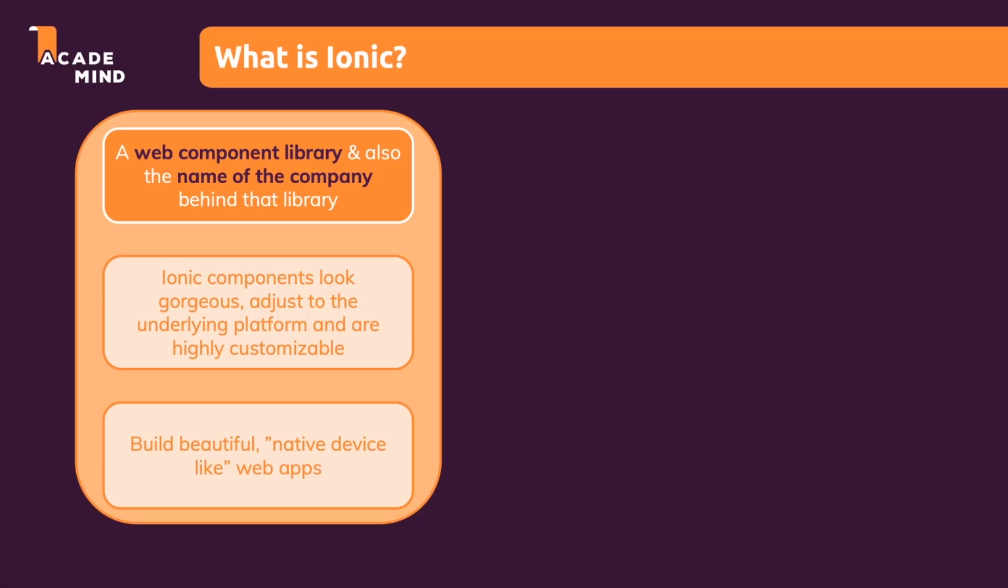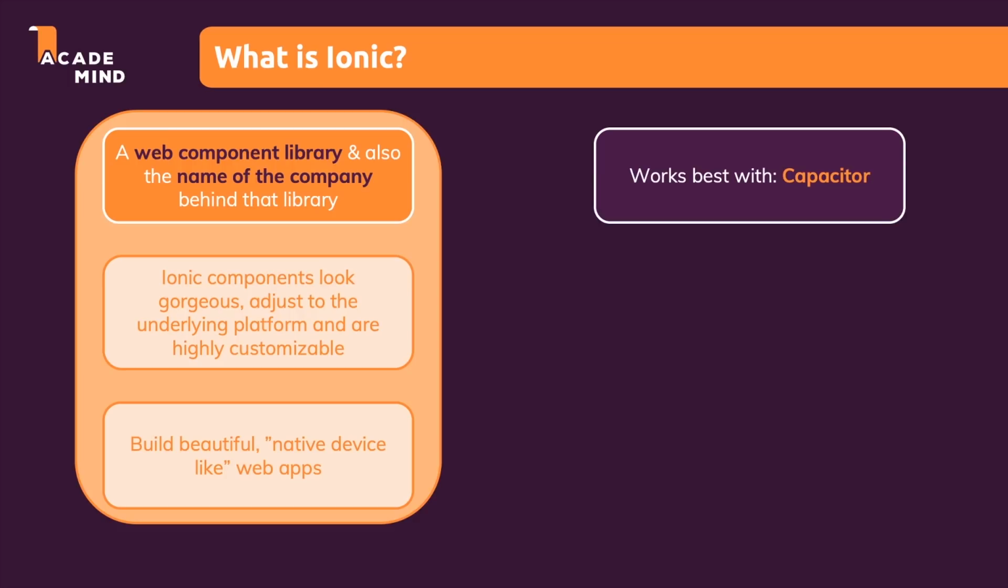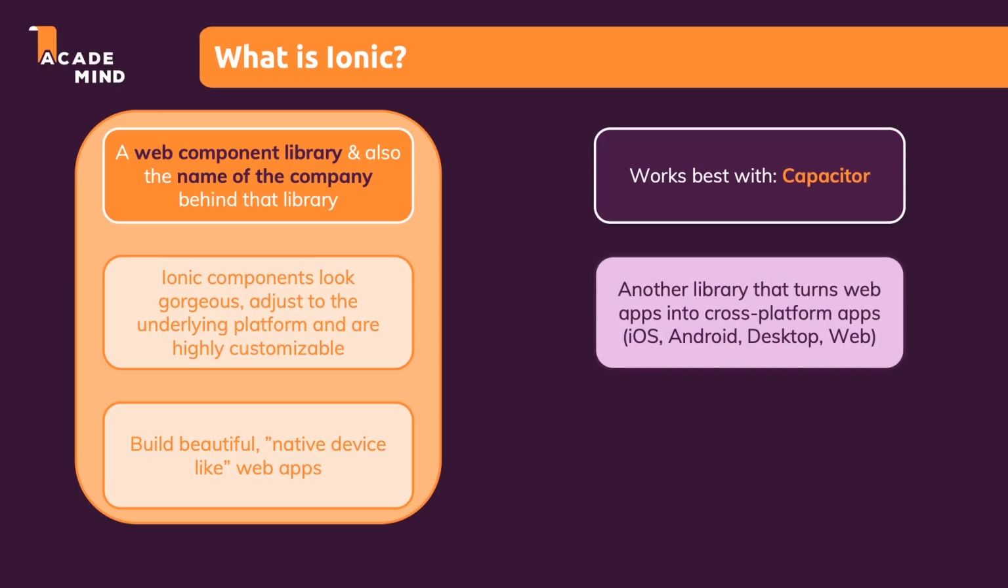Now, the cool thing is, Ionic as a company has not just worked on that web component library, but also released another technology, another tool, which is called Capacitor. Now, Capacitor works really, really well together with that Ionic web component library. Capacitor is a tool which allows you to turn any web app into a mobile or actually into a cross-platform app, which you can serve as a native app on iOS and Android, as a native desktop app, or also still as a web app.